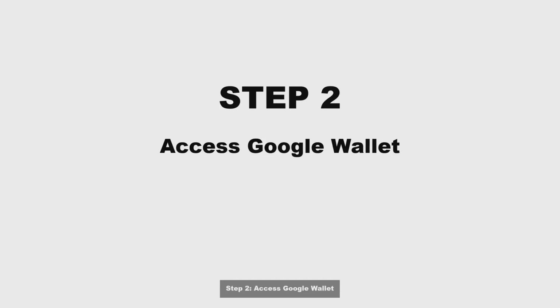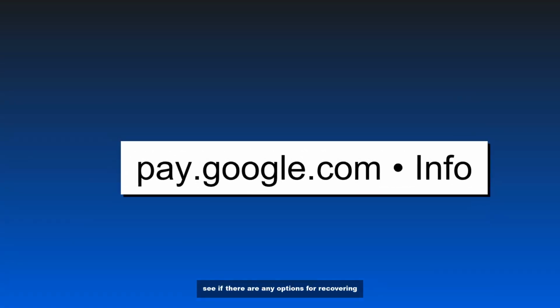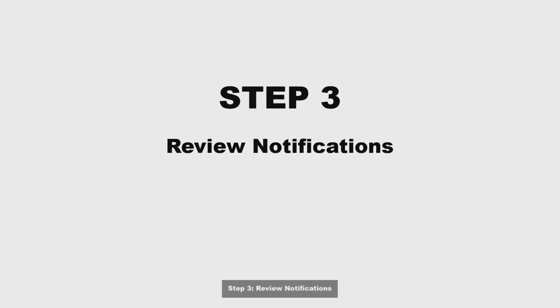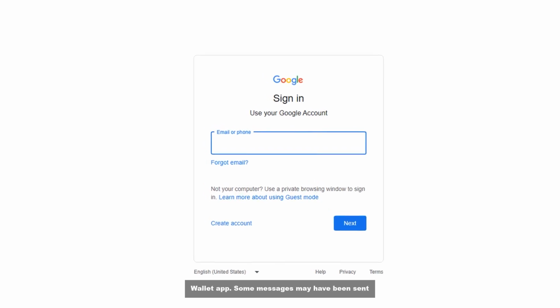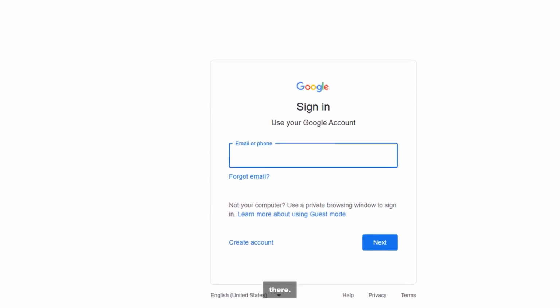Step 2. Access Google Wallet. Open the Google Wallet app on your device. Navigate to the Settings or Help section to see if there are any options for recovering deleted messages. Step 3. Review notifications. Look through your notifications in the Google Wallet app. Some messages may have been sent as notifications and can be accessed from there.